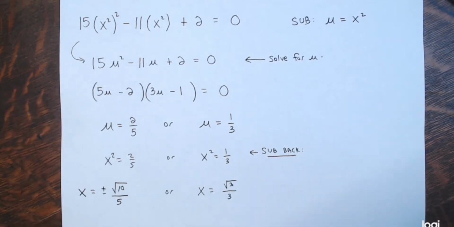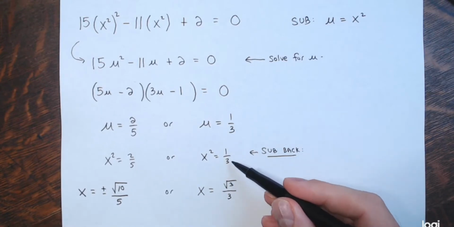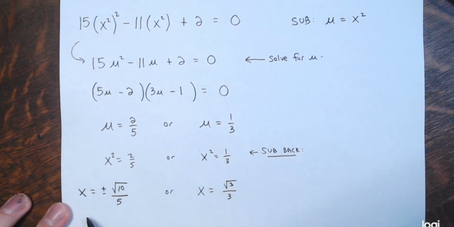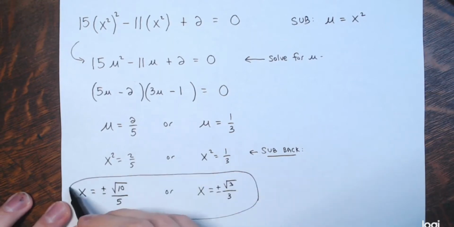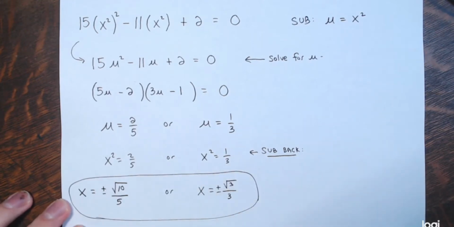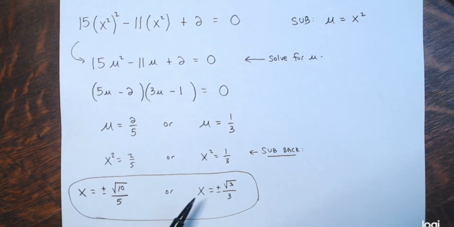Right, square root of 1, square root of 3, multiply the top and bottom by the square root of 3, and you get these, plus or minus, of course. Square root property. Both of those squared would be 1/3. And again, I get 4 solutions here: positive square root of 10 divided by 5, negative square root of 10 divided by 5, positive square root of 3 divided by 3, and negative square root of 3 divided by 3. And I'm entering all of those.